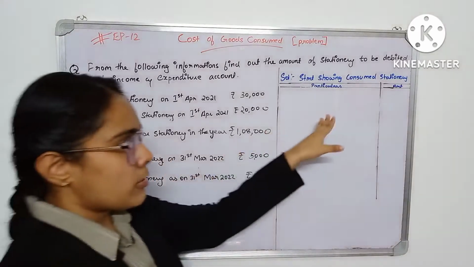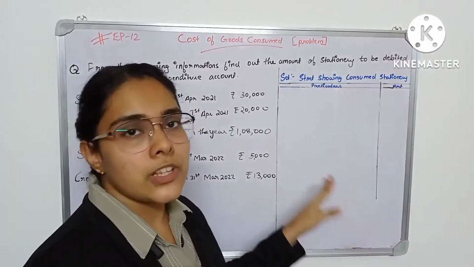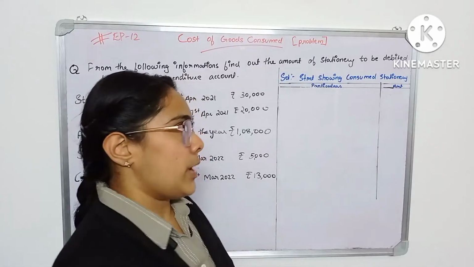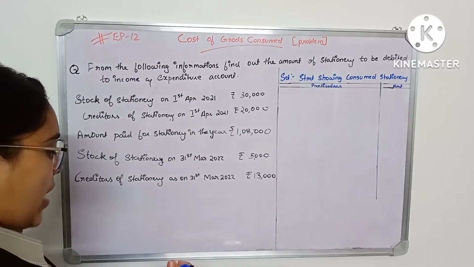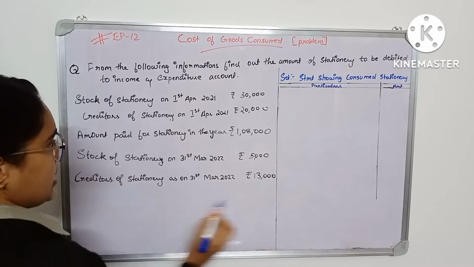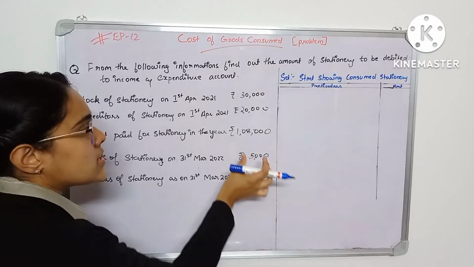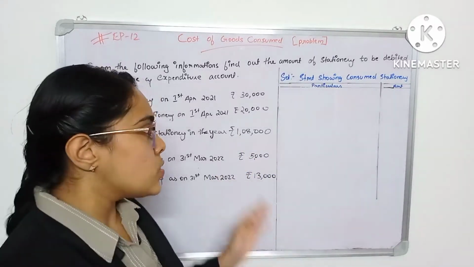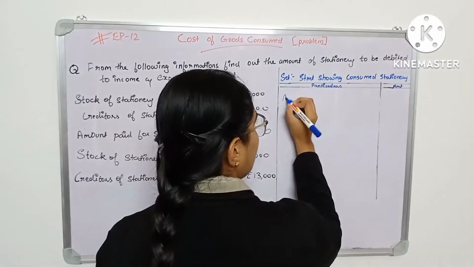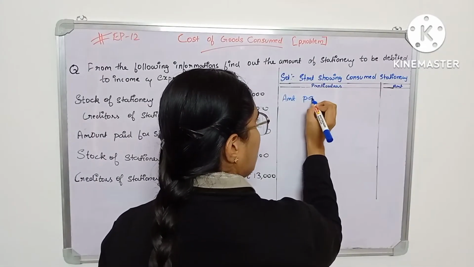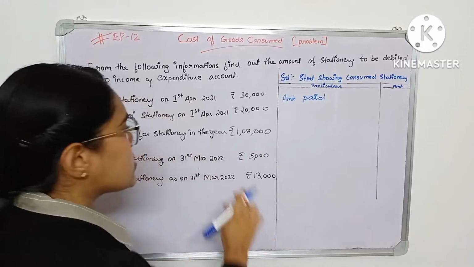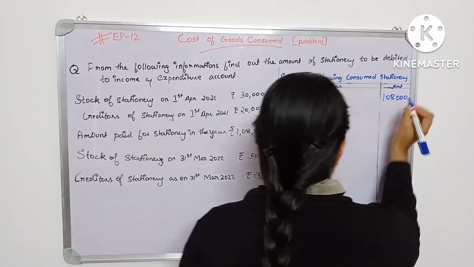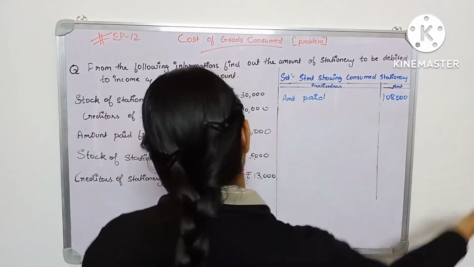Now I have drawn a format or a statement form here. First we will discuss the statement form and then we will go on with the creditors account. First we have the amount paid during the year, that is 1,08,000. This is the first figure upon which you do the further calculation. So I am going to write that first here, amount paid. How much is the amount? 1,08,000. That you write directly in the outer column.